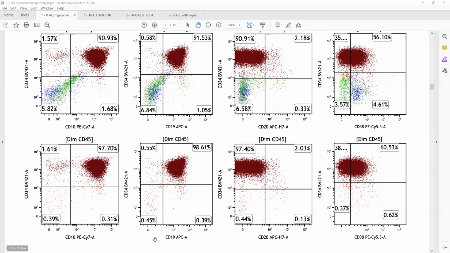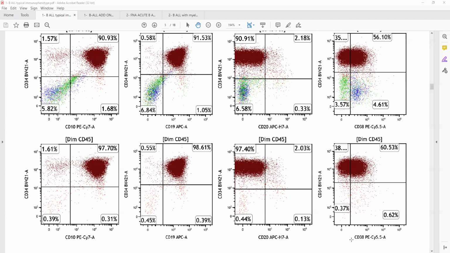But let's keep looking. CD19 is positive. CD20 is negative, and we said that CD20 is expressed in mature B cells. It's not expressed in early B cells, and these early B cells gain CD20 expression as they mature. So that's a sign that we're dealing with an immature B lymphoid population.